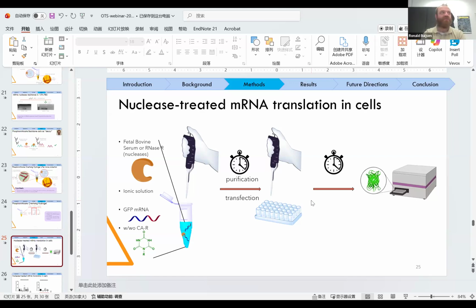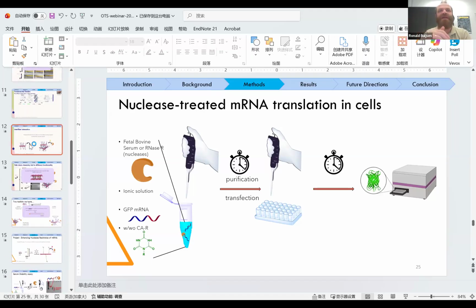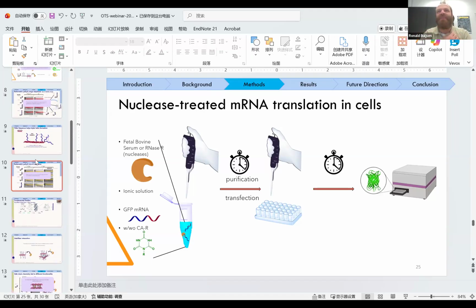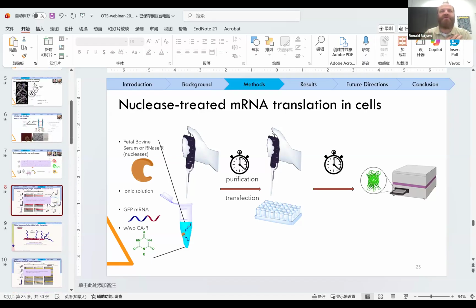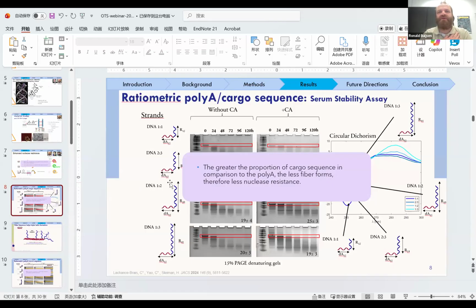Yeah. I think you also mentioned the cargo, that the cargo has an effect on the stability. So can you elaborate a little bit more about the different kinds of cargo that you tested? Yes. The cargo we have here is just of various lengths, because we want to see the effect of the length of the cargo on fiber formation.